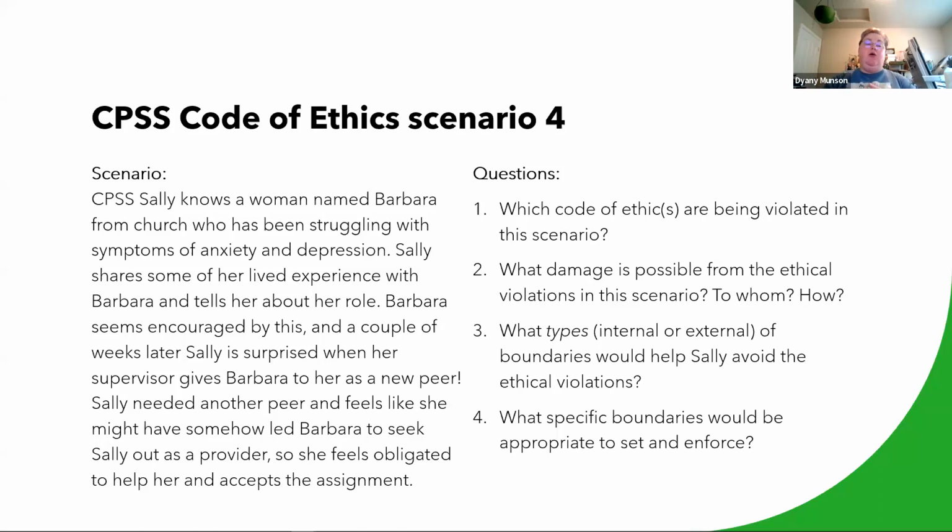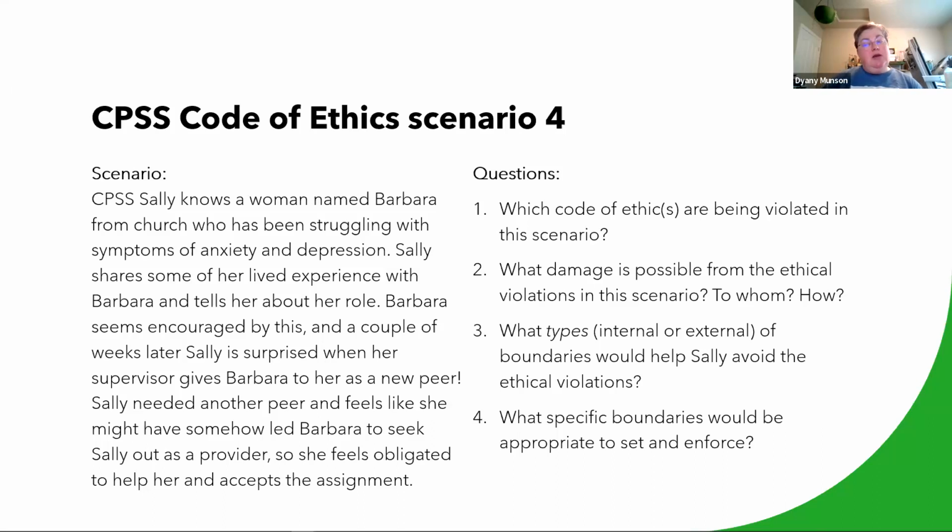But so the scenario is peer support. Sally knows a woman named Barbara from church who has been struggling from symptoms of anxiety and depression. Sally shares some of her lived experience, because remember, we advocate for recovery, and that doesn't mean we just have to talk about this at work, right? So she shares some of her lived experience with Barbara and tells her about her role. Barbara seems encouraged by this, and a couple of weeks later, Sally is surprised when her supervisor gives Barbara to her as a new peer.